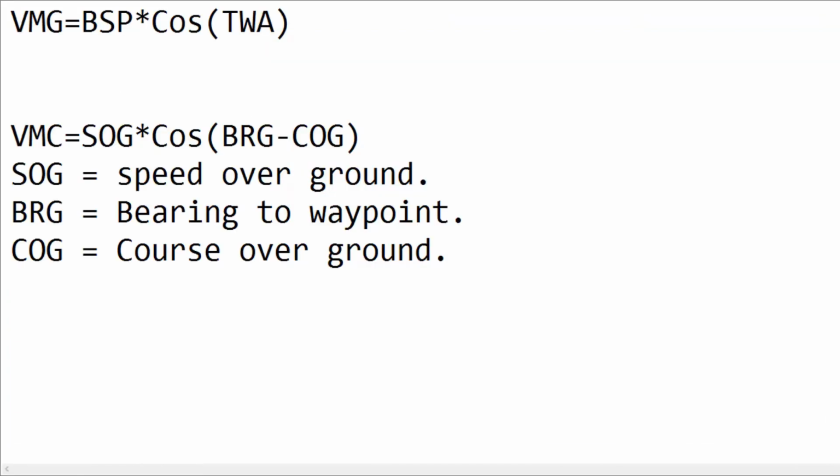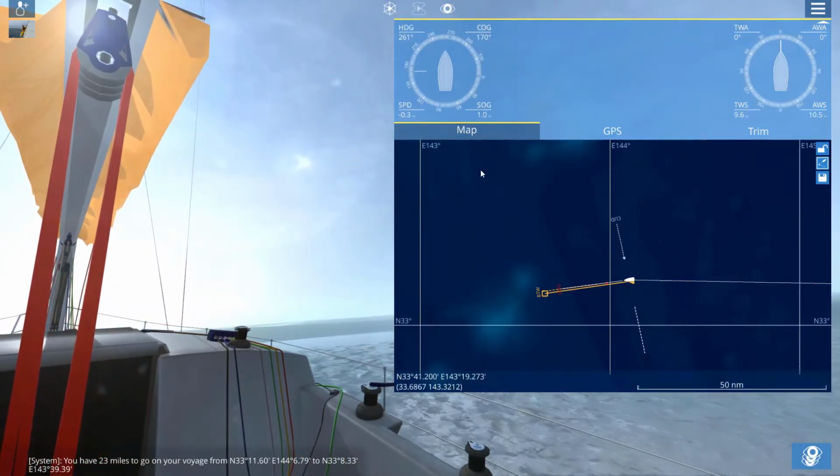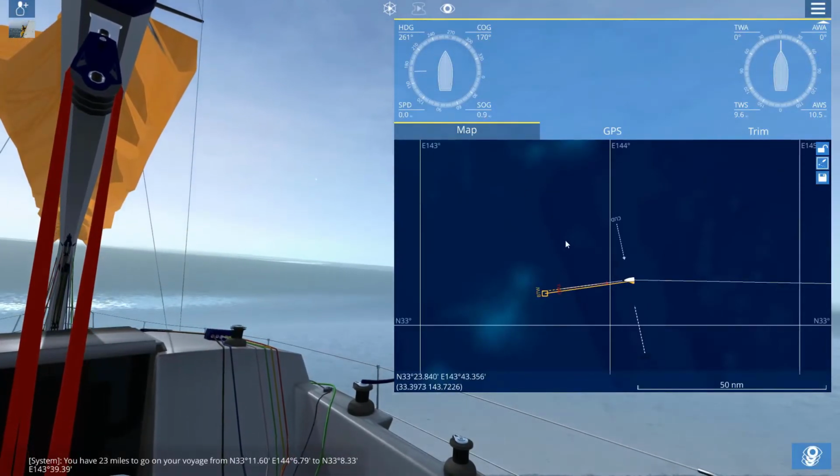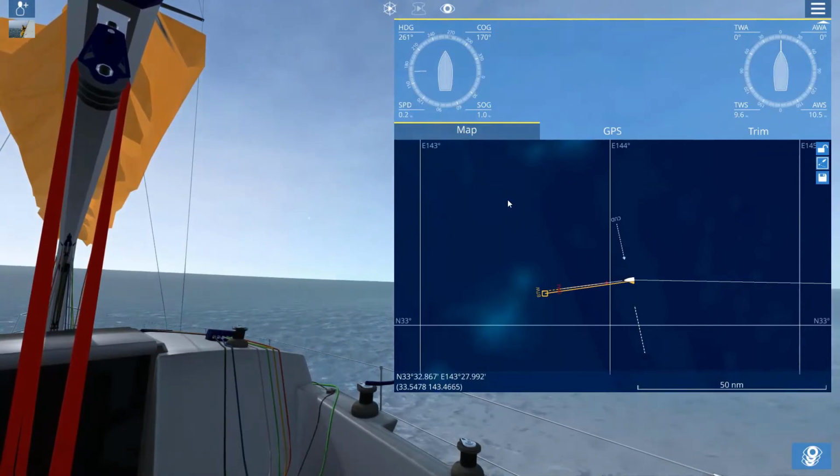Okay, so now let's turn to VMC, velocity made to course, which is our speed over ground times the cos of our bearing to waypoint, and our COG, which is our course over ground. So in this scenario I've set up here, we have a SOG of about 1 knot. Why is this? Because our current is about 1 knot and it's pushing us south.